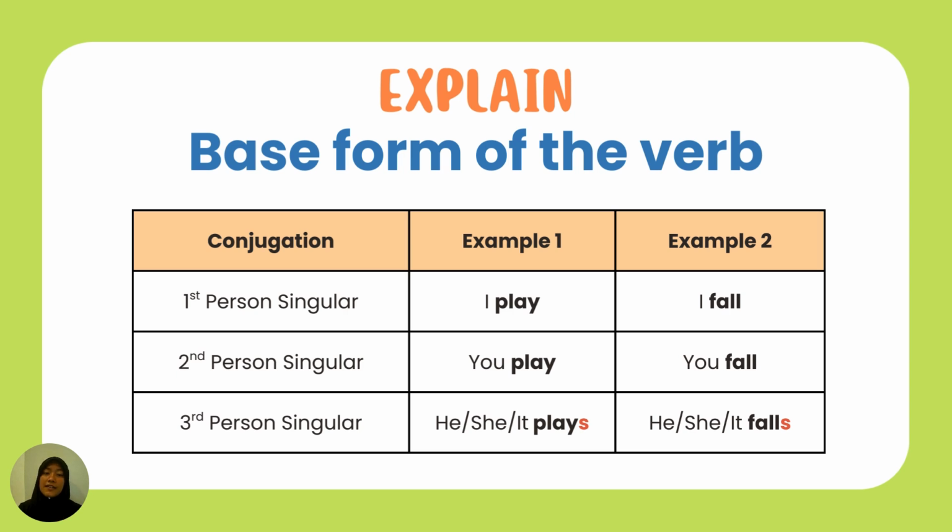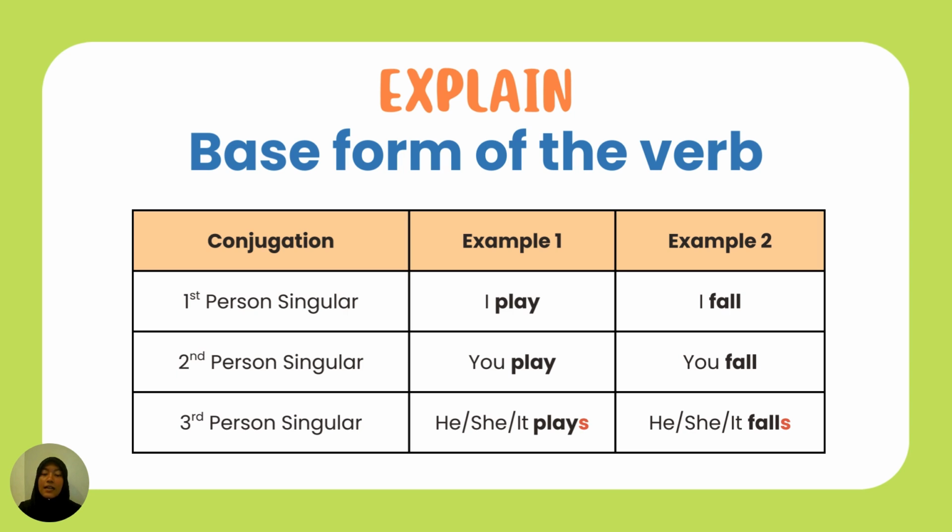Firstly, you need to know that there are three types of conjugation, which stand for first person singular, second person singular, and third person singular. First person singular stands for me, I, and second person is you, and third person stands for he, she, it for animal or non-living item, and they. Let's take a look at the examples and let's read it together.